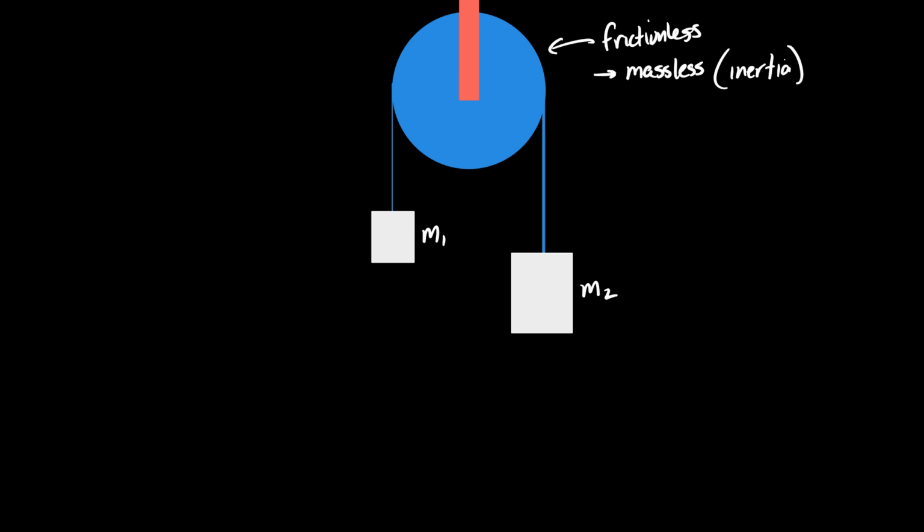If a pulley is massless and frictionless, then the tension on the string used on the pulley is the same everywhere. If the pulley is frictionless and massless, then the tension is the same in the string everywhere. Now, let's assume that M2 does not equal M1.